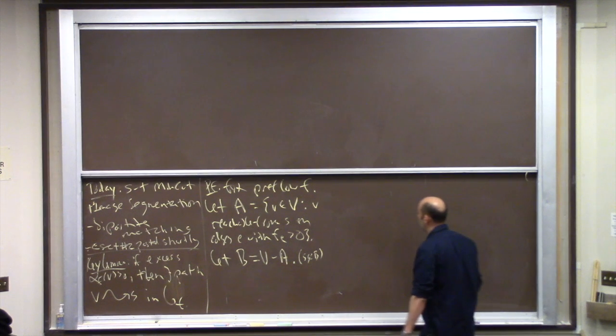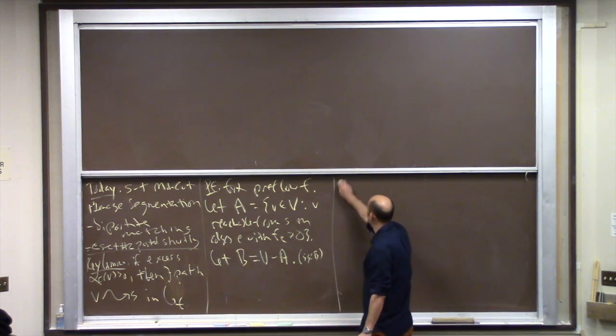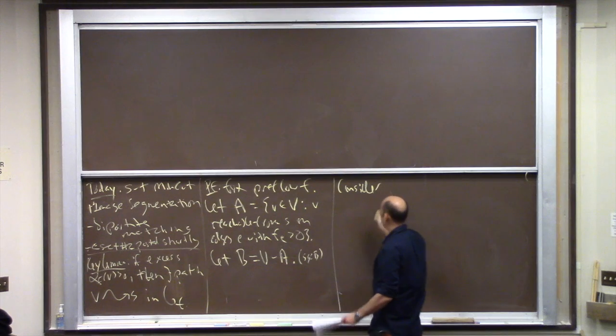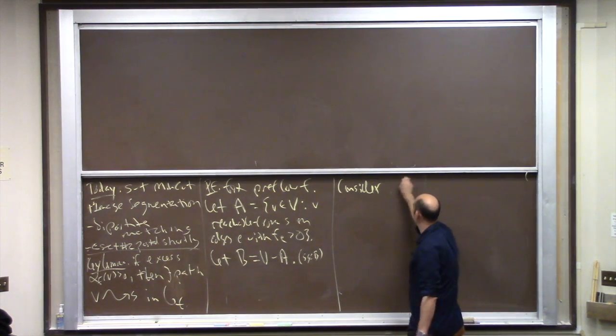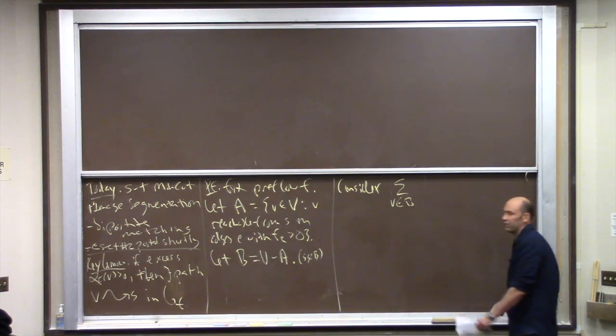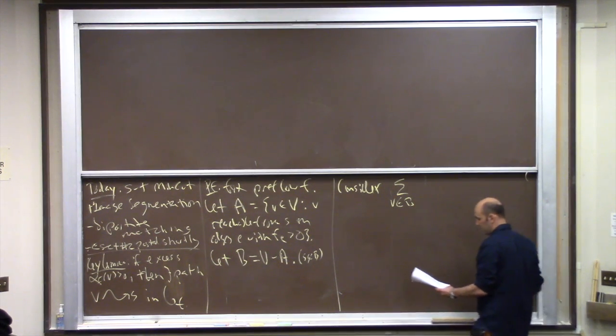Okay, so how do we do this? Well, again, a similar trick to lecture number 2. We're going to sum up the difference between the flow in and the flow out. This time for all of the vertices in B.